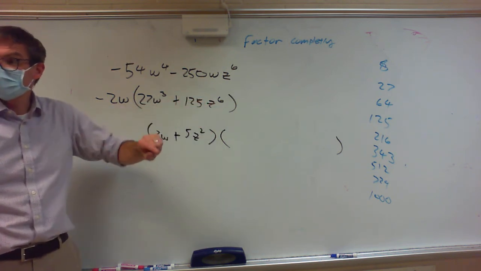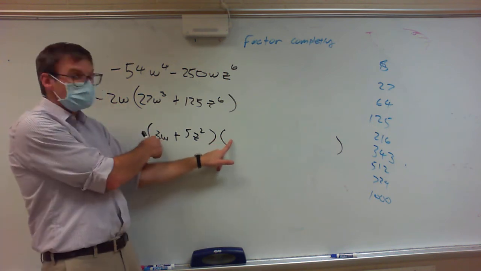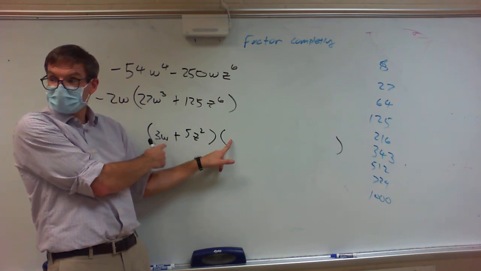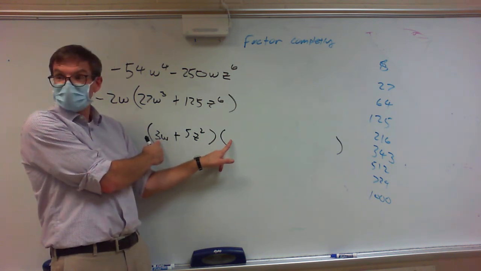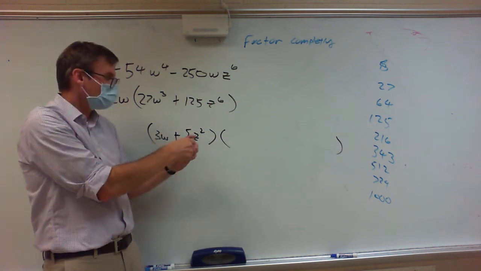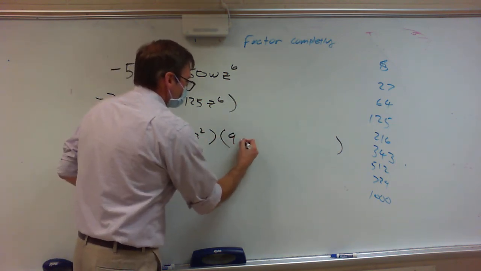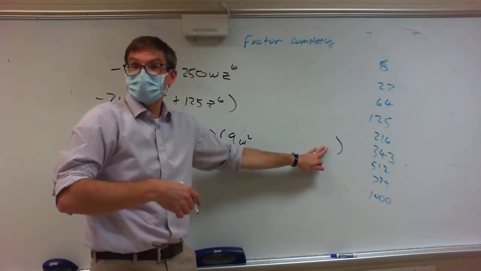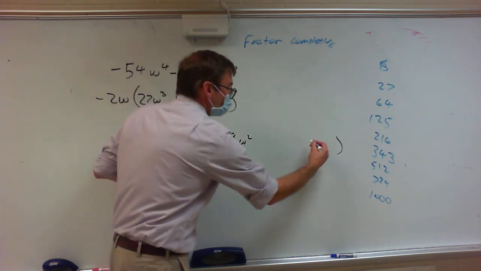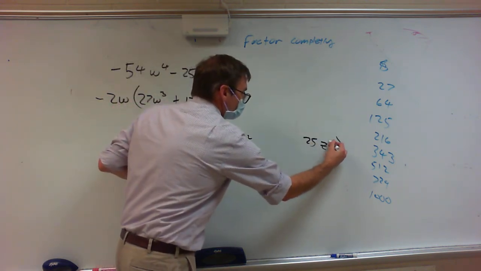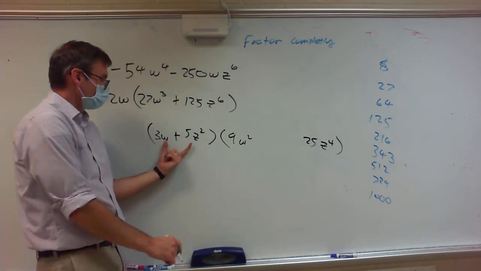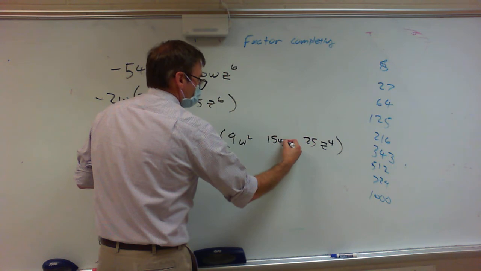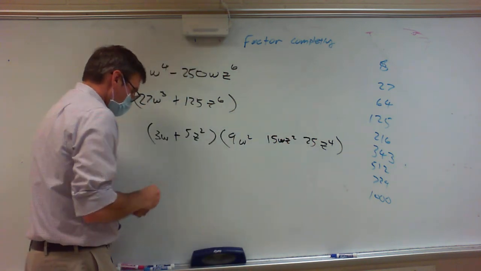So that's the hard part. Once you get here, the rest is easy, because this term is this thing squared. When I square this, what do I get? Square the 3, nine. So that's going to give me 9w squared. Square this, that's going to give me 25z to the 4th. My middle term is 15wz squared.